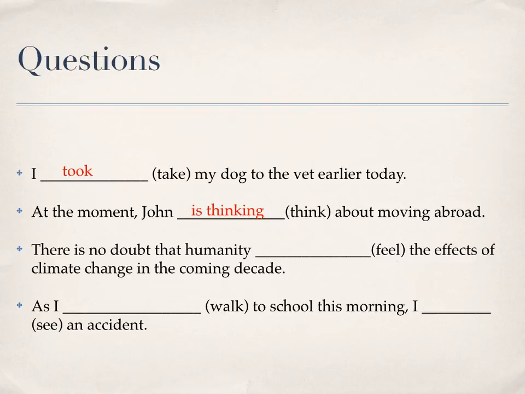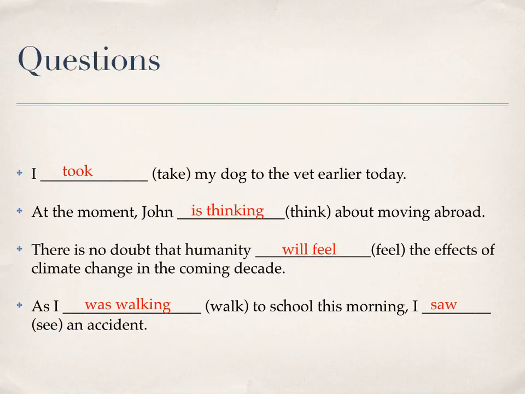The next one, key time marker in the coming decade, indicates a future tense. It's a prediction, so will feel is appropriate. And for the last one, as indicates a progressive, and in this case it's going to be a past progressive, which gives background information to what was happening when a specific event happened in the past, which we will use the past tense for.